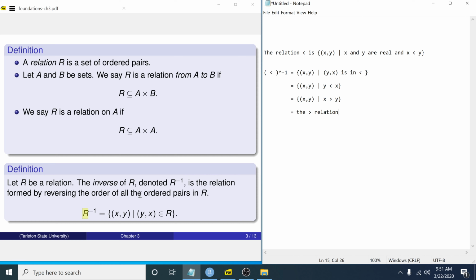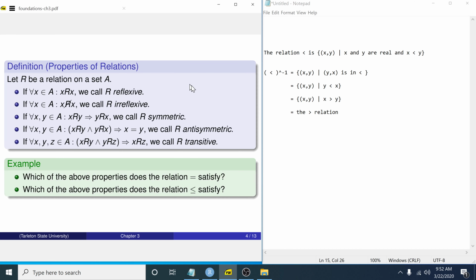Again, if we have a function f, we can sometimes talk about that function's inverse. Of course, not every function has an inverse, but sometimes they do, and it turns out the notion of the inverse of a function is actually going to be highly related to this. So we'll come back to this later.